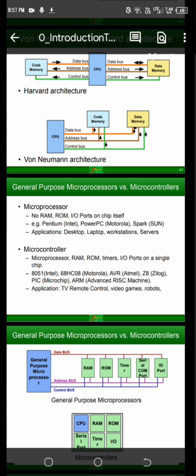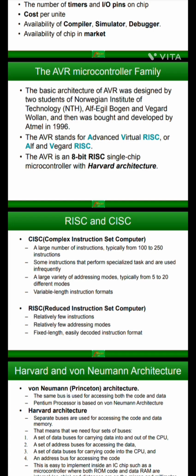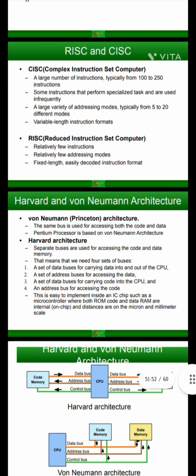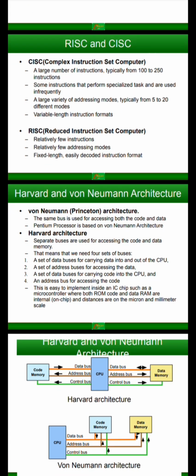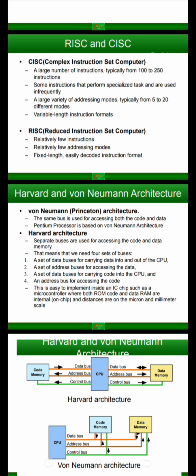Now there is the general purpose microprocessor and the microcontroller. A microprocessor has no RAM, ROM, or input output ports on the chip itself. A microcontroller has the microprocessor, RAM, ROM, timer, and input output ports on a single chip. The 8051 from Intel is an example of this. Its applications include TVs, remote controls, video games, and robots. General purpose microprocessors versus microcontrollers also differ in data buses, address buses, and control buses.